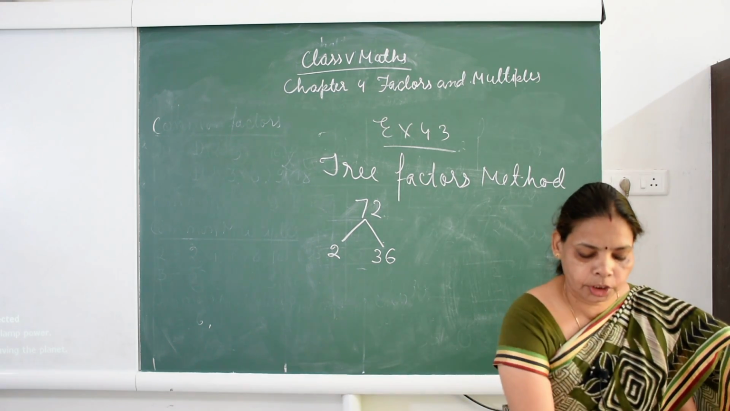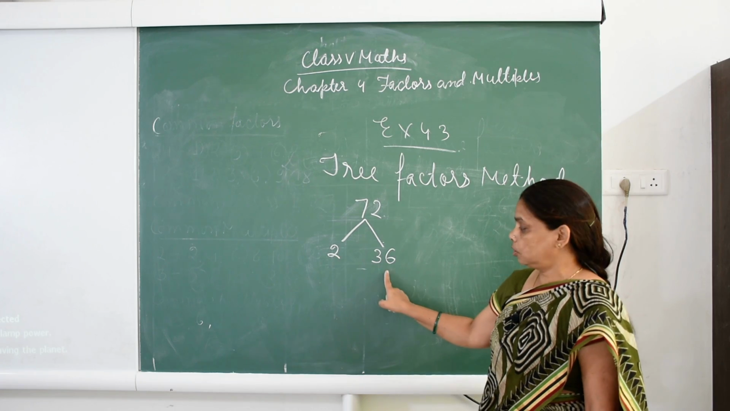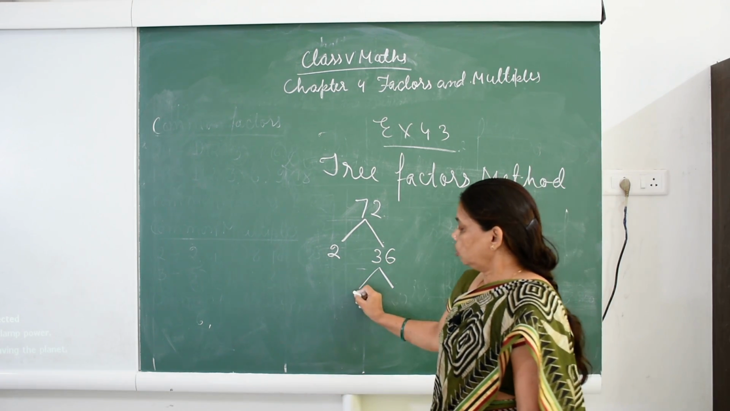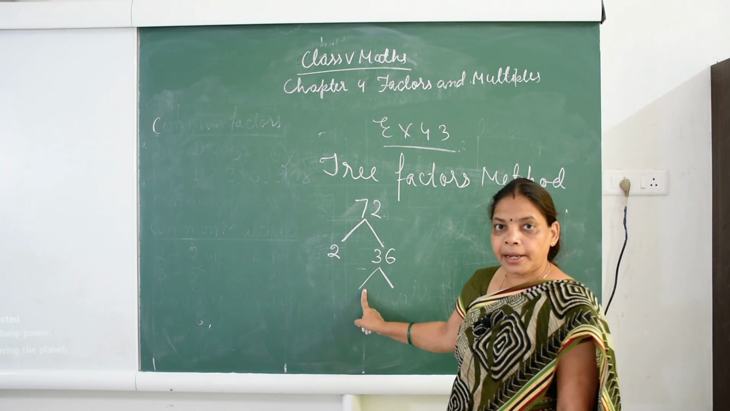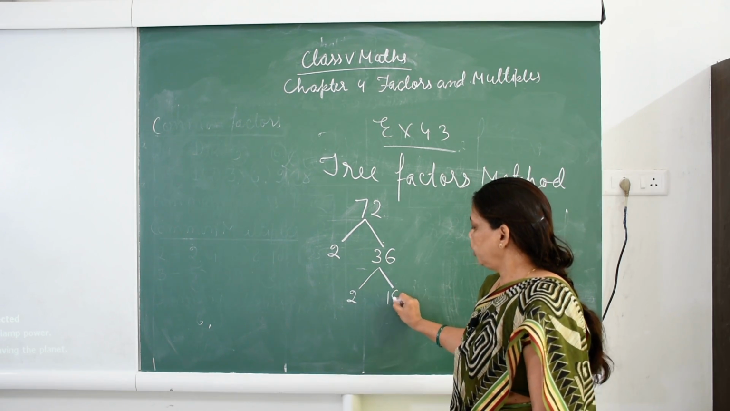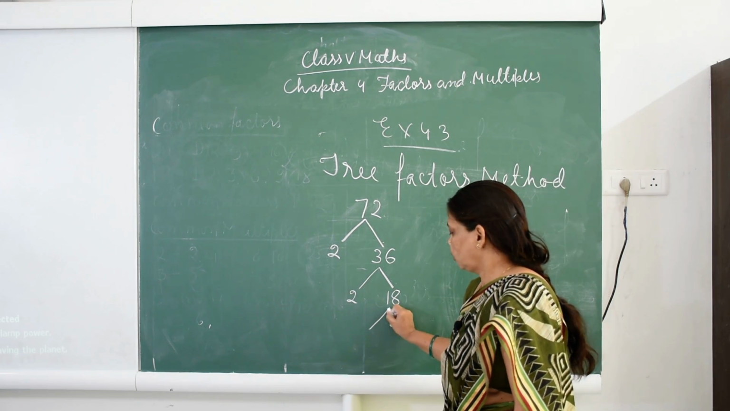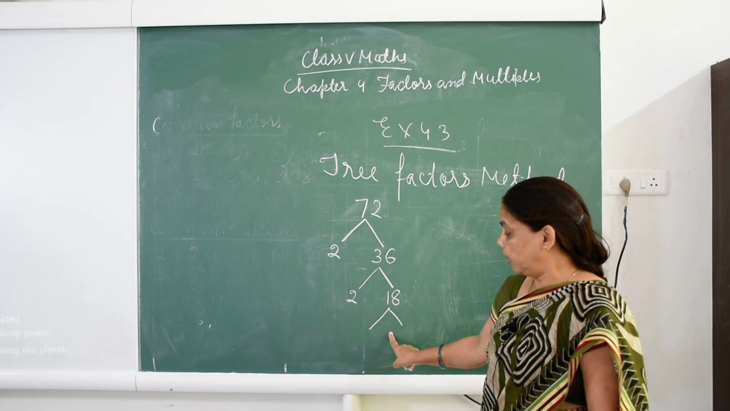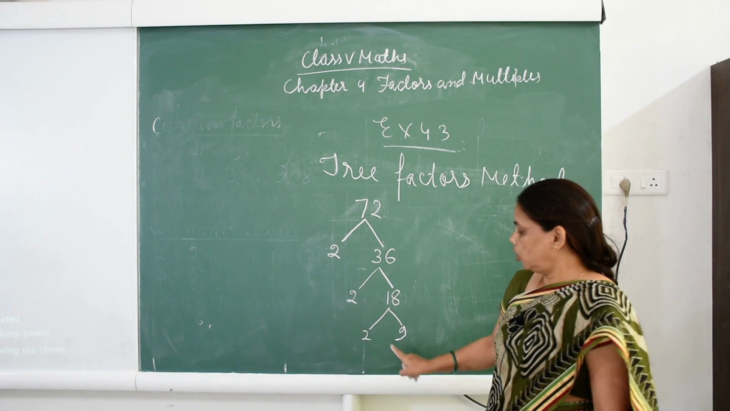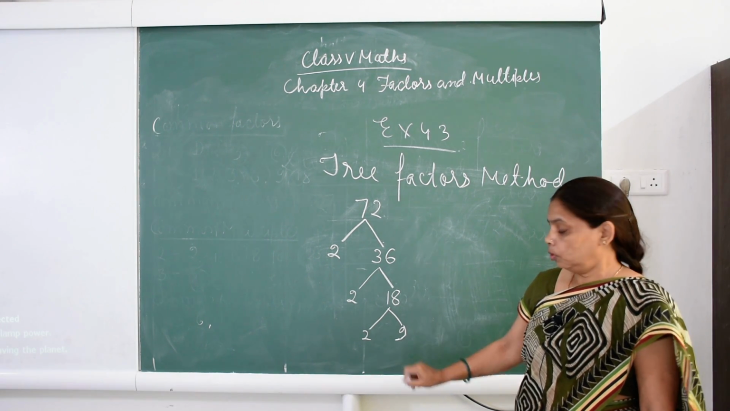Now again this is your dividend. Now this is the prime number and this is the composite number. So we will break this again. It will also be divided by 2. So 2 ones are 2 and 2 eights are 16. Now again it will divide by 2. So 2 nines are 18. Now again this is not divisible by 2, so we will take 3.